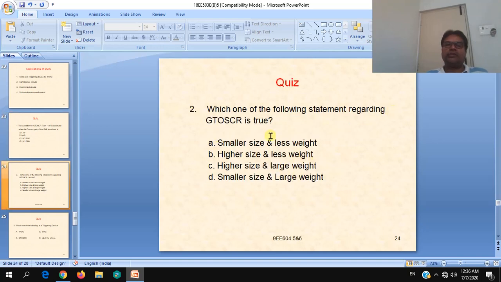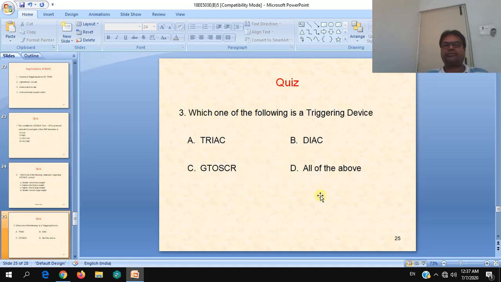Which one of the following statements regarding GTO SCR is true? Smaller size and less weight, higher size and less weight, higher size and large weight, or smaller size and large weight? Obviously, no other circuitry is needed, so it is smaller size and less weight.